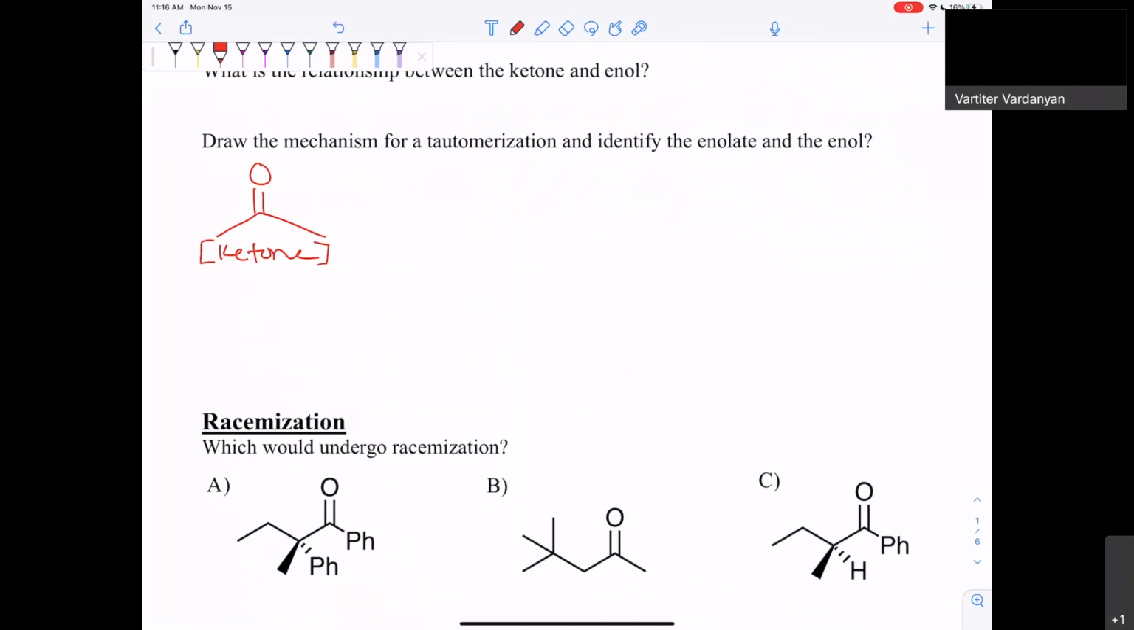So we have the ketone, and the ketone has some lovely alpha hydrogens. The reason they're alpha hydrogens is because they are one carbon away from the carbonyl carbon, and that is called the alpha position. So we're going to have either acid or base, and right now I'm going to show you the base reaction. So let's say we have NaOH.